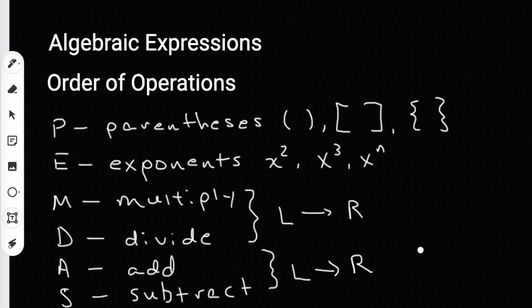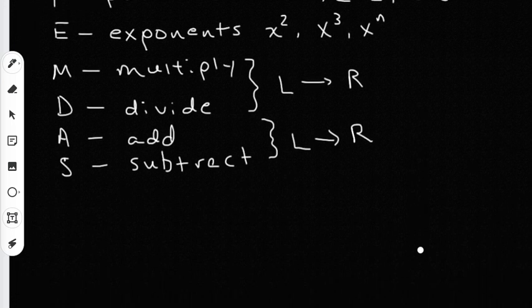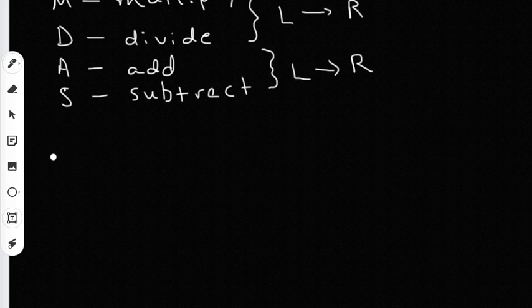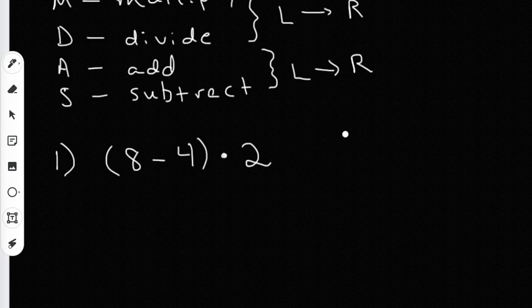So let's take a look at some problems that I wanted to do. First, I wanted to try this one. We're going to do 8 minus 4 in parentheses, and then we're going to multiply by 2. So this is the first algebraic expression that we're given. What I want to do is follow the order of operations. So it starts off with P, that's parentheses. I notice that I have 8 minus 4 in parentheses, so I'm going to do that first. Now 8 minus 4, I know that's going to be 4. And then I bring down the times 2 at the end.